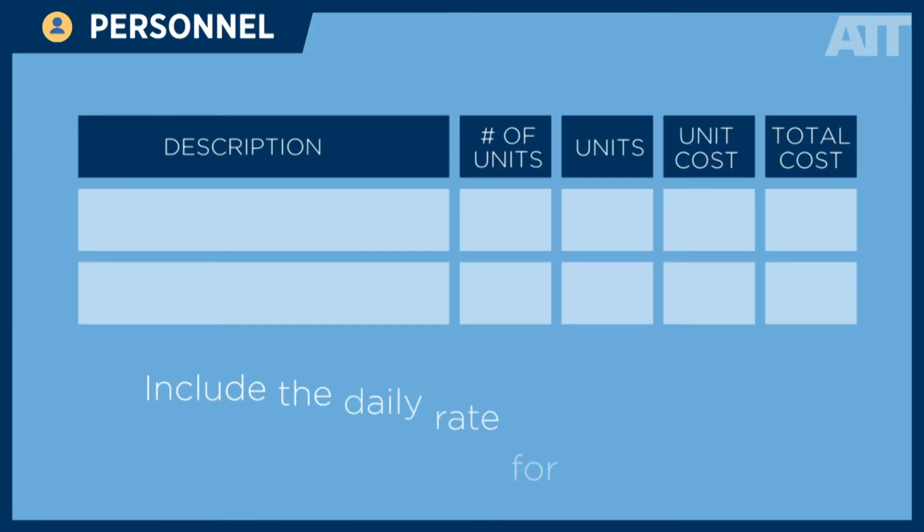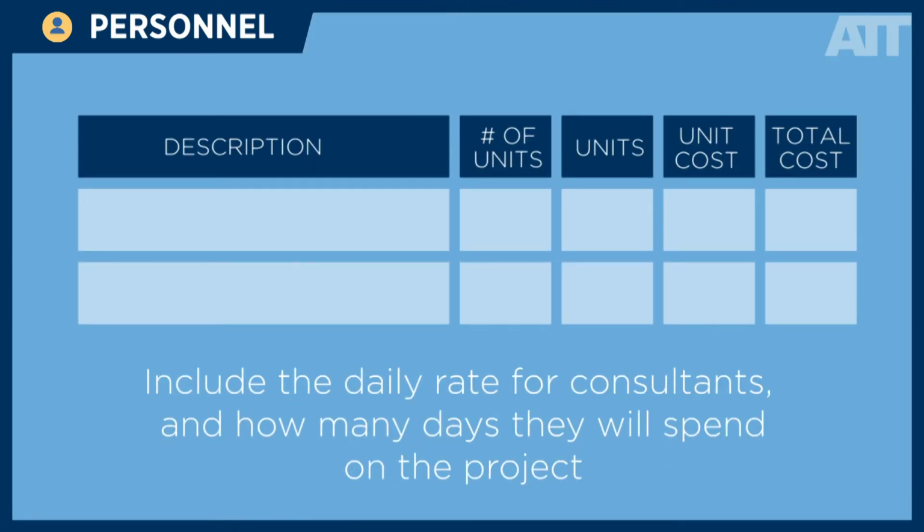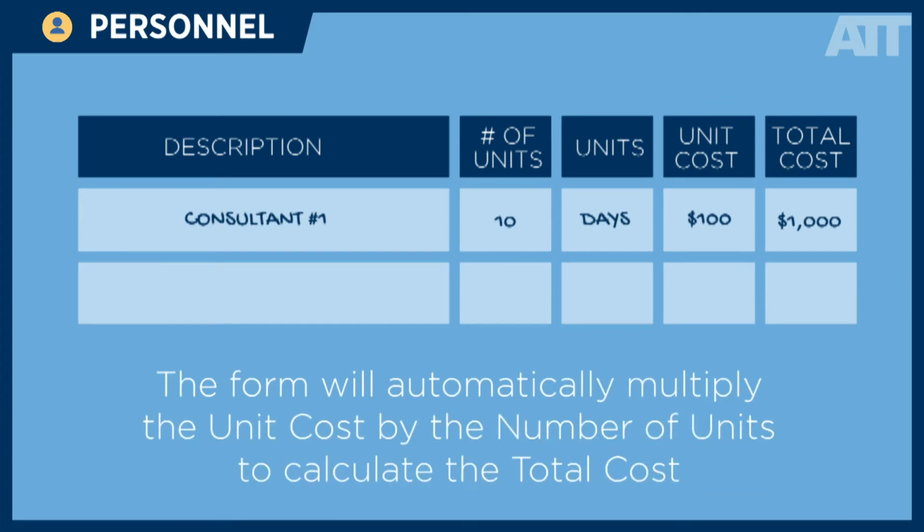Please include the daily salary rate for any consultants or contractors and how many days they will spend on the project. If you are hiring a consultant for 10 days, you could include 10 units at $100 US per day. The form will automatically multiply the unit cost by the number of units to get the total amount for each item.